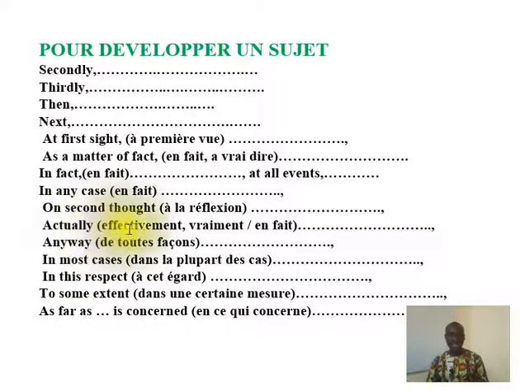Actually, ça veut dire effectivement, ou bien vraiment, ou bien en fait. Ça ne veut pas dire actuellement. Hein? Actually, ne veut pas dire actuellement. Actually, ça veut dire effectivement, vraiment ou bien en fait. C'est bon? Ok. Anyway, veut dire de toutes les façons, de toute façon. Ça marche.